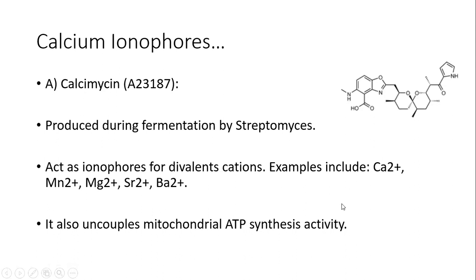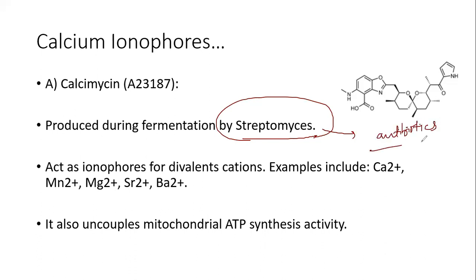We have taken one example each. For example, calcimycin, as the name itself tells, is for calcium. It is produced during fermentation by Streptomyces. And one more thing you have to understand here is that maximum antibiotics are produced by Streptomyces species. Now the concept, the evolution: why does it produce so many antibiotics?